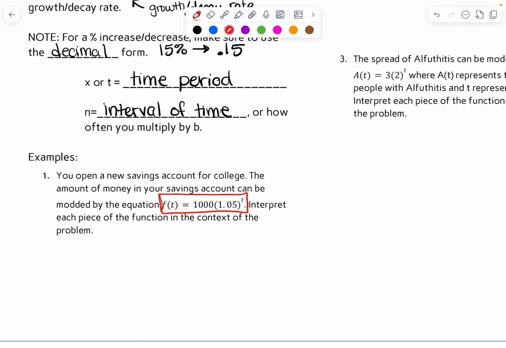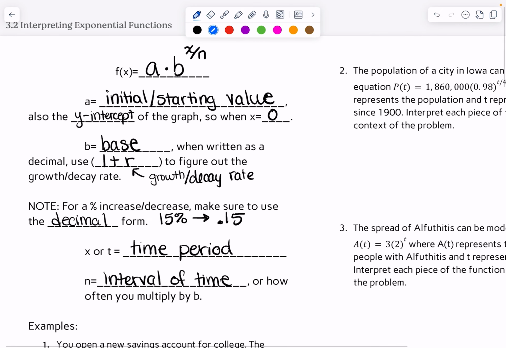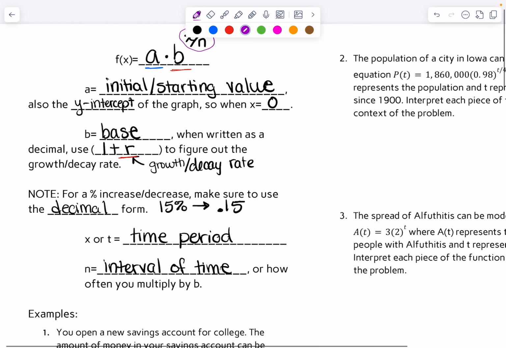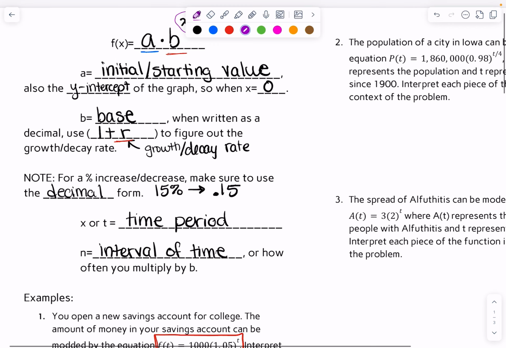Interpret each piece of the function in the context of the problem. Okay. So when I'm interpreting each piece here, I'm thinking about what is the A? What is the B? And with that B, what is the growth rate? Can we figure out what that is? And then what about this part up here? What does that mean? So that's what we're going to be looking at here.